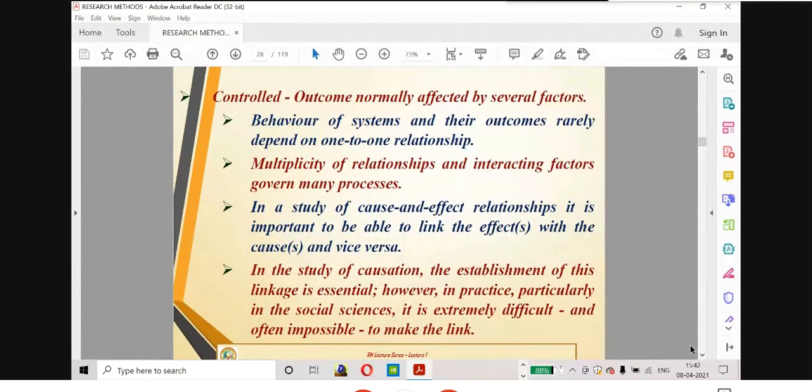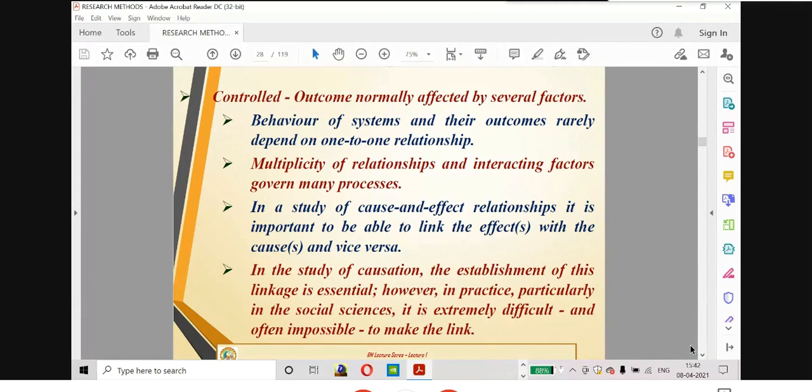What is meant by controlled? Outcome is normally affected by several factors. When you start your research, you only have the problem; you don't have a solution. Ultimately, when you complete your research, you will arrive at an answer. That is the outcome, but the outcome depends upon several factors.